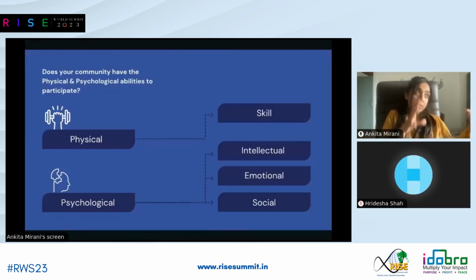Now, again, once we've looked at the challenges, what does it mean when we look at capacity building, and what are we really trying to build? What we're asking is, does your community have the physical and psychological abilities to participate? Like mentioned, skill is something a lot of us touch upon, which is physical abilities. In psychological, intellectual is partly touched upon, where we are delivering information, but it may not be comprehended, which means it's not a holistic approach again. And emotional and social are rarely touched upon when we look at it from an overall perspective.